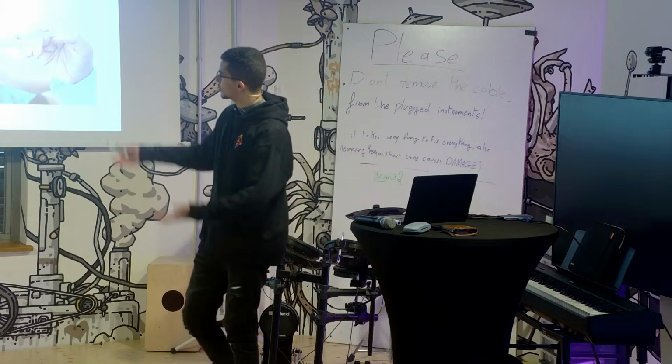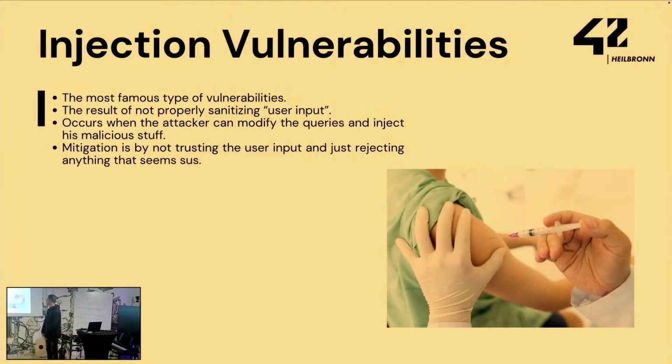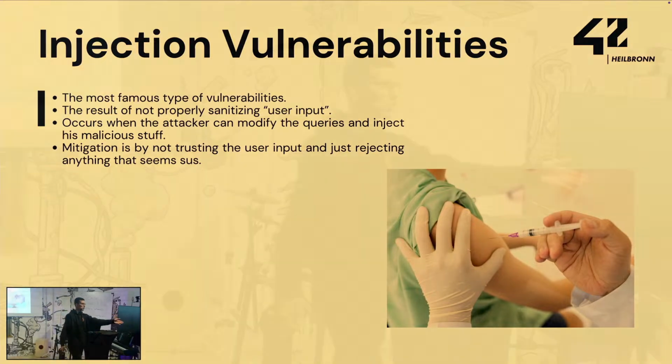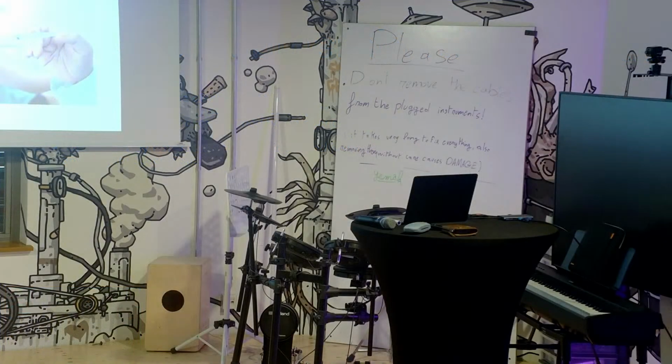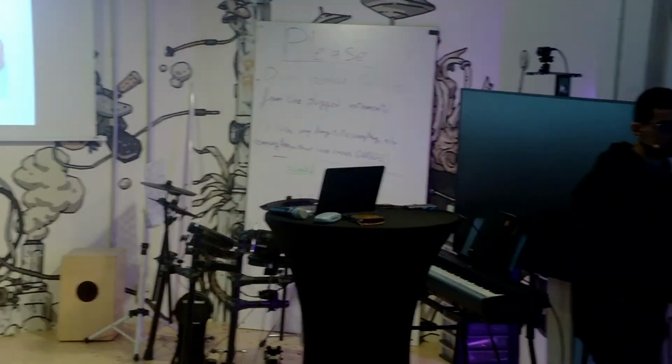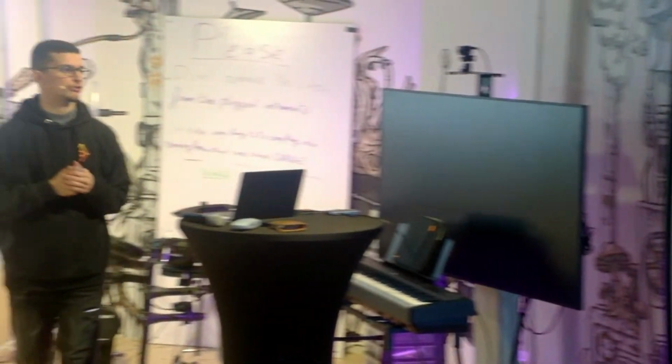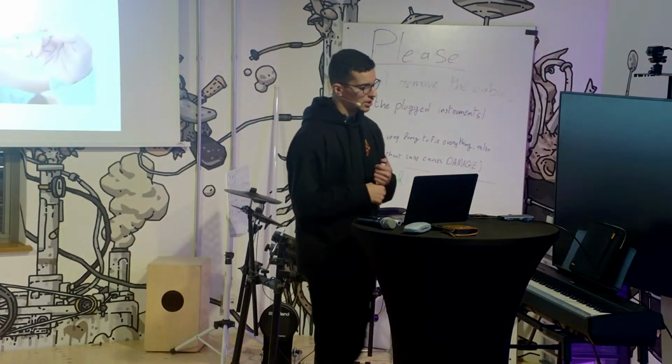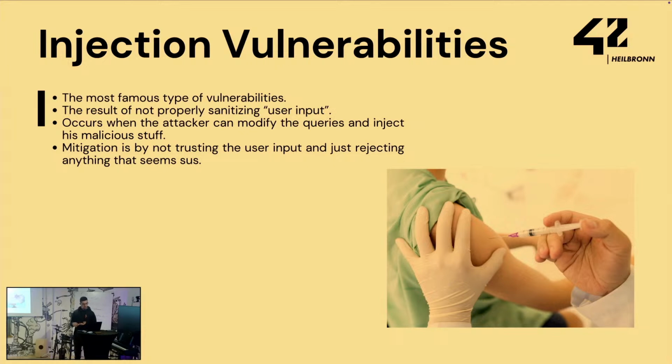Also, it occurs when the attacker can modify the queries and inject his malicious stuff. We just saw an example there, the SQL injection. So here the user did inject his malicious stuff, which was meant to bypass the authentication or something. And in a second, we're going to see an example of SQL injection. Mitigation for injections is by not trusting the user input and just rejecting anything that looks suspicious in any way.